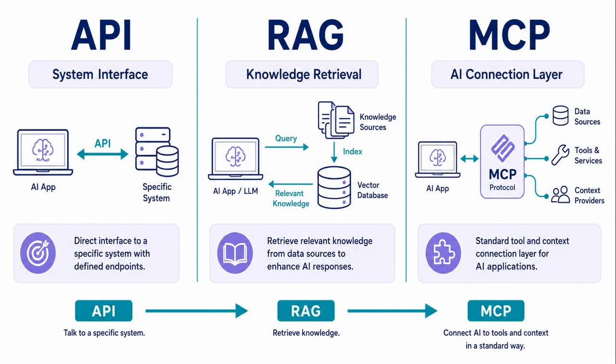Now let's look at MCP versus API versus RAG. MCP is not the same as an API. An API is usually a specific interface for one system. MCP is a standard way to expose tools and context to AI apps. MCP is also not the same as RAG. RAG retrieves knowledge for answers. MCP can expose retrieval tools, but it can also expose actions and workflows. MCP and RAG can work together inside agent systems.